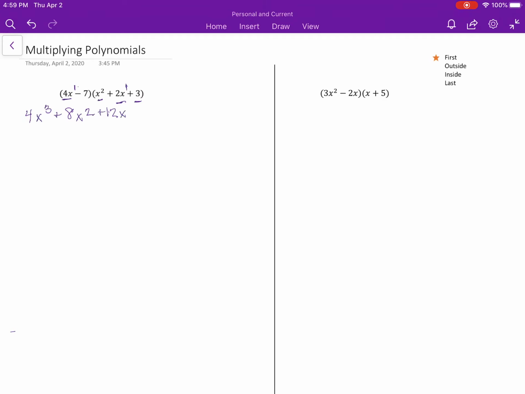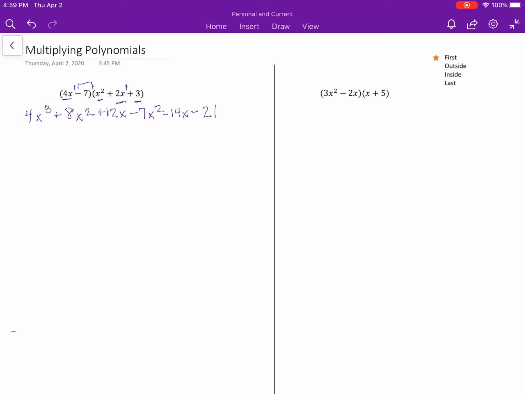Now I have to work with multiplying the negative 7, and don't forget that that has a negative in it. So negative 7 times x squared becomes minus 7x squared. Negative 7 times 2x is negative 14x, and negative 7 times a positive 3 is a minus 21.